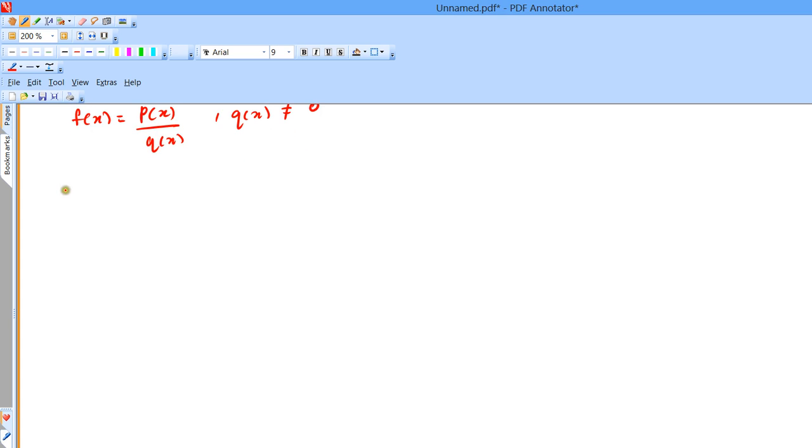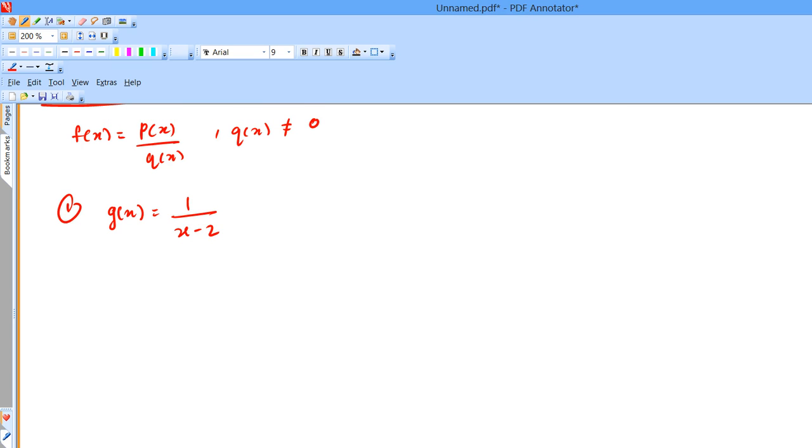Okay, let's see the first example. If we have g(x) equal to 1 over x minus 2, we have a condition here: the denominator must not equal 0. So x minus 2 must not equal 0, x must not equal 2. So we know that the domain is from negative infinity to 2 union 2 to positive infinity, meaning it does not include 2.